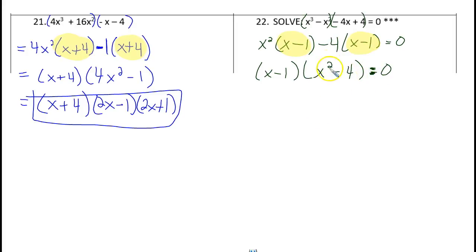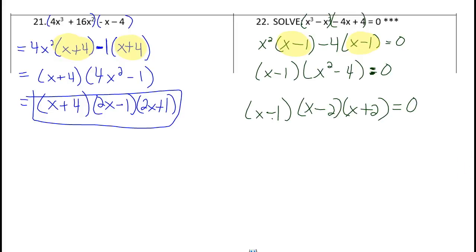Okay, so can I factor further? Well, yes, I can. I got x minus 1. That one was good. But the x squared minus 4 is the difference of two squares, so I put 2 parentheses. I got x times x is x squared, 2 times 2 is 4, and then a minus sign and a plus sign. All of that is still equal to 0.